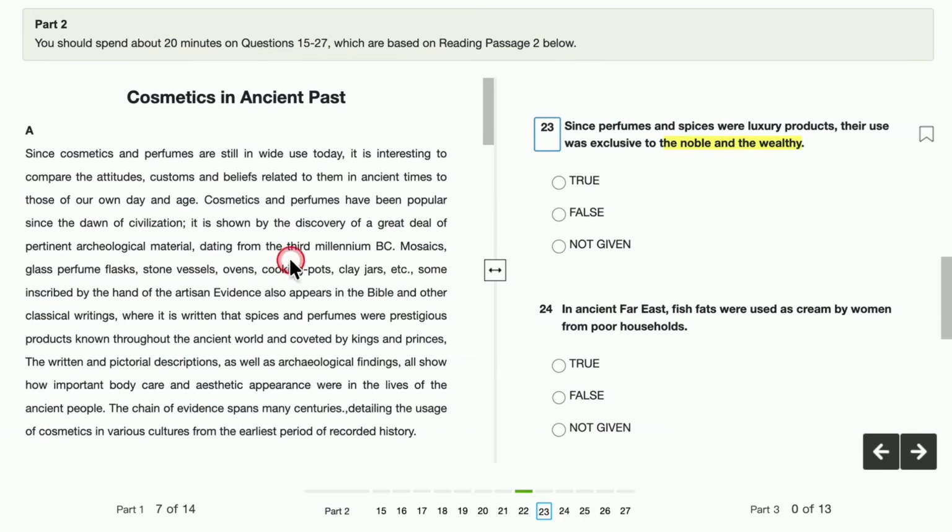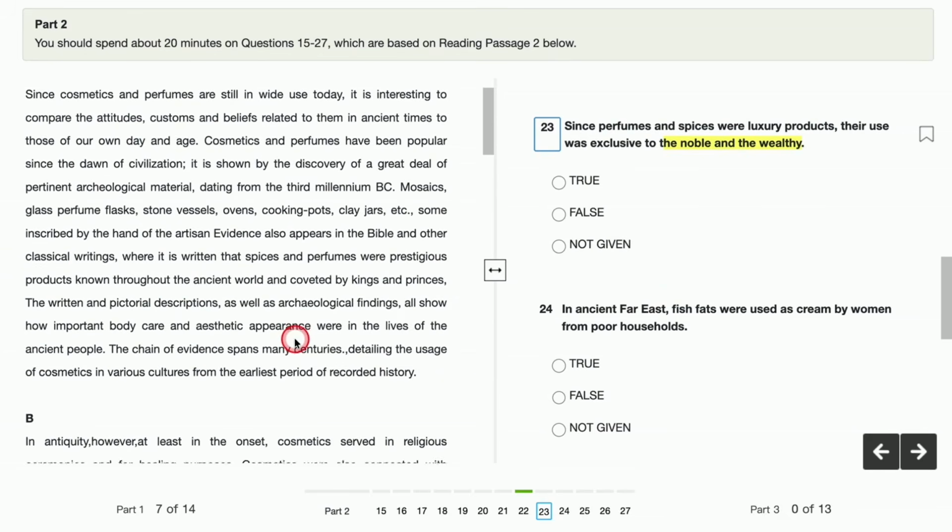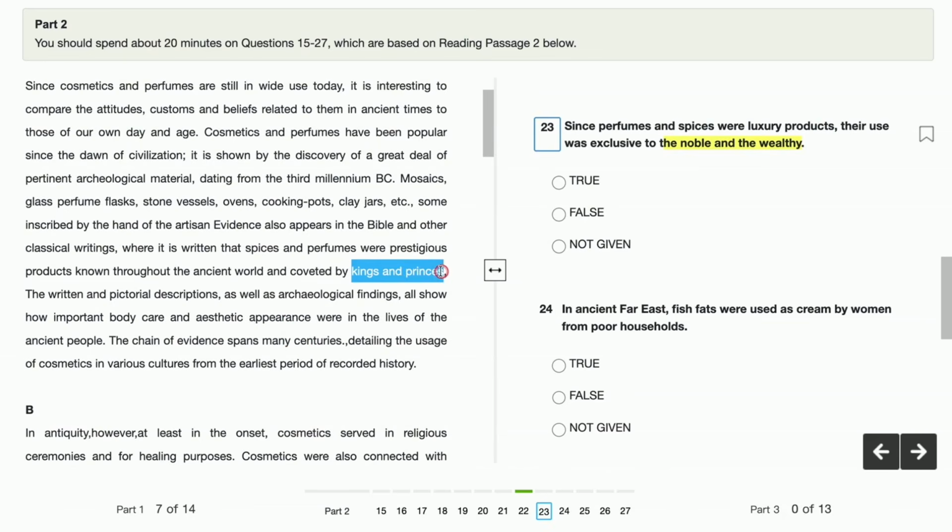Earlier, we have already read the first paragraph. This paragraph already mentions the noble and wealthy. Here it says kings and princes. These are wealthy people, right? Let's read this sentence again.